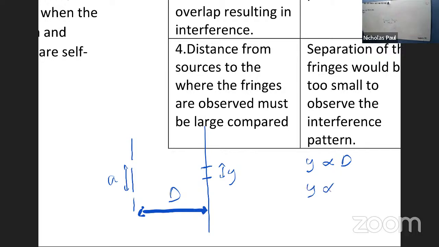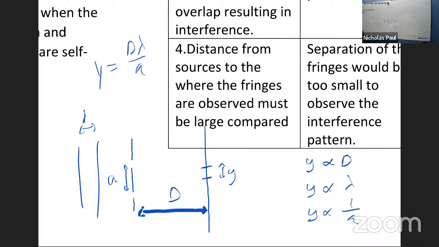Y is directly related to lambda, that's the wavelength here. And Y is inversely related to 1 on E. So if I bring the slits close together, Y becomes larger. If I bring the screen closer to the slits, the fringes get smaller. If I use a large wavelength, the fringes get larger. So this is the formula that we have to prove.